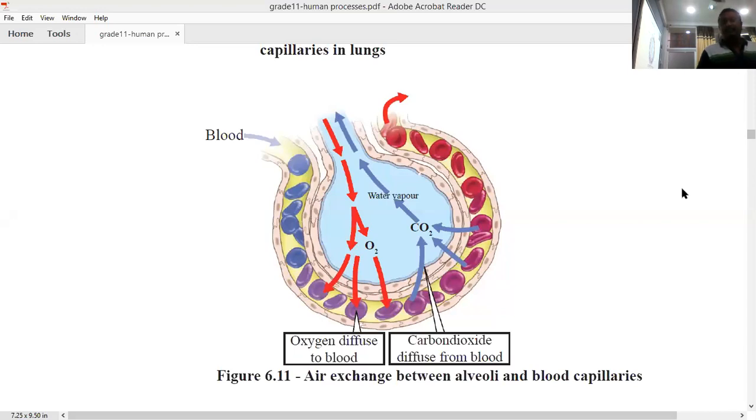Which process? Diffusion. Single answer. Diffusion. The process, diffusion.